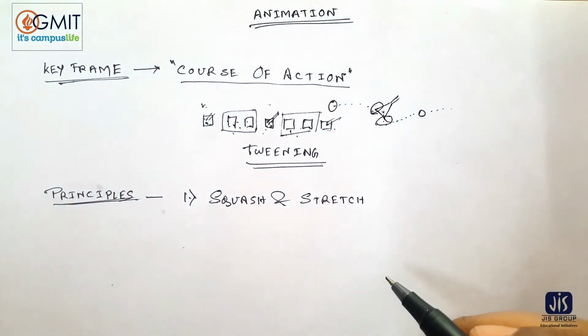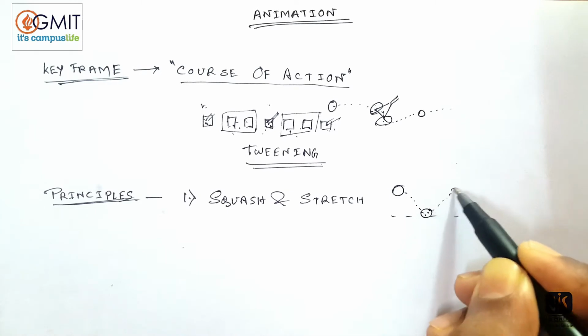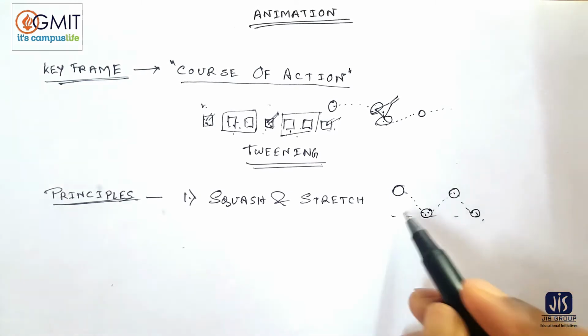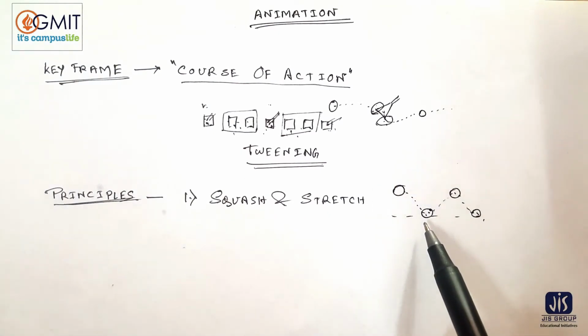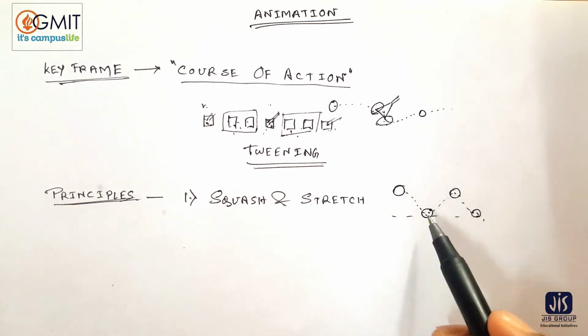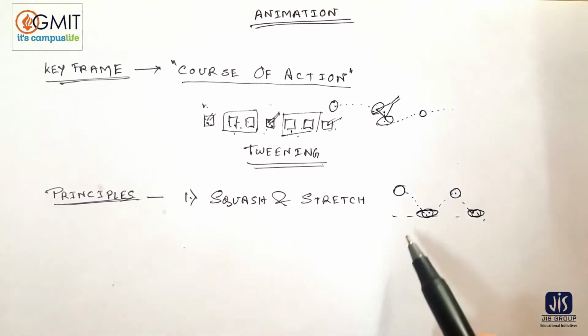Suppose, for example, a bouncing ball. To be more realistic, the shape of the ball should be flattened as it strikes the ground and then revert back to the original shape. Suppose this is a jumping ball, and whenever it strikes the ground, it changes its shape like this, then this, like this. So this is called the squash and stretch principle.